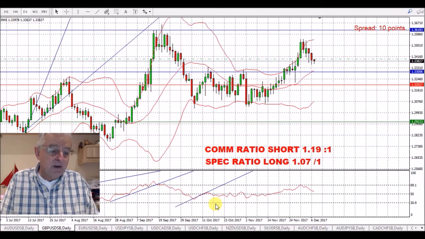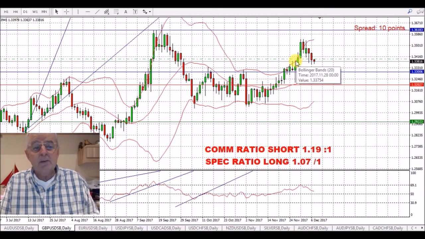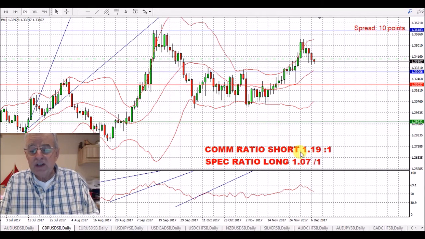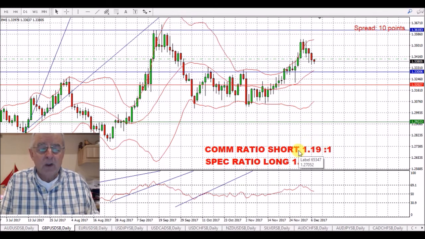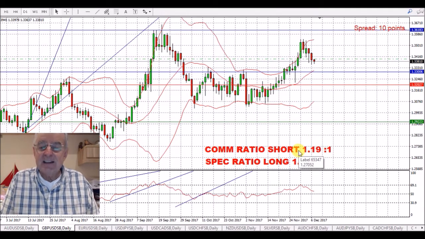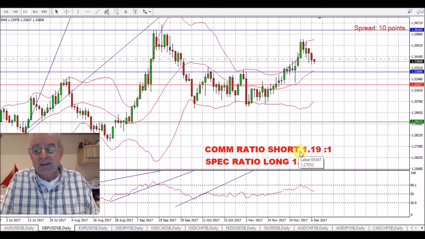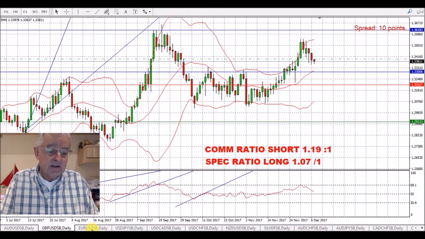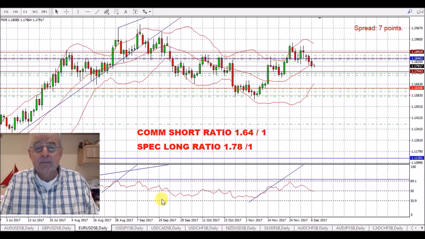The pound US dollar just coming slightly into profit on this. We have a commercial short ratio of 1.19 to 1, which, as I showed you yesterday, is on a percentage change figure. That is a very bearish stance for the commercials. I'm expecting a fall down to the 129 figure, and as we come down, I will be adding to my shorts. So we'll see where that goes.